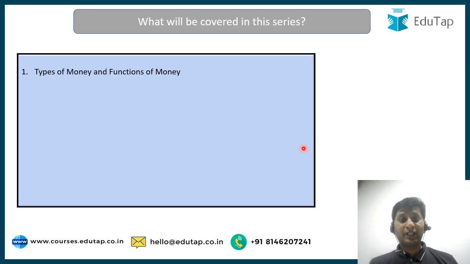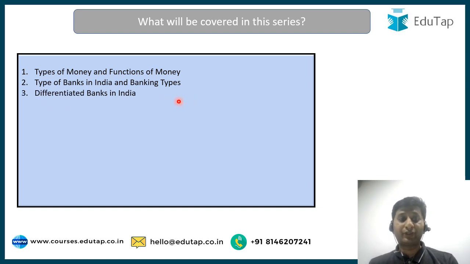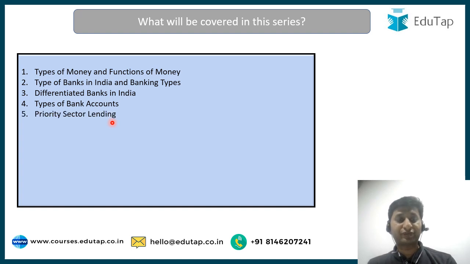So what will be covered in this series? First, types of money and functions of money. Then we shall discuss various types of banks in India, and the banking types. Then differentiated banks like payments banks and small finance banks. These are really important for you to know. Then types of bank accounts: Loro, Vostro, NRI, domestic, all types of bank accounts we shall be discussing here.